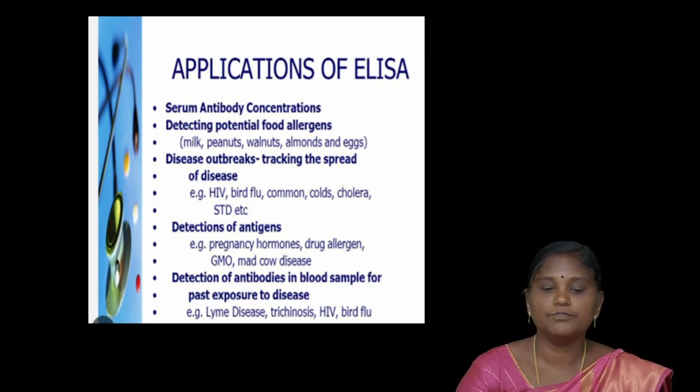Then detecting potential food allergens, which is one form of pathogen, like milk, peanuts, walnuts, almonds and eggs. Then disease outbreaks and tracking the spread of diseases. Using this technology we can detect where an outbreak is increasing, and track the range of where diseases are increasing, such as HIV, bird flu, common cold, cholera, and STDs. Then detection of antigens, and detection of antibodies in blood samples.